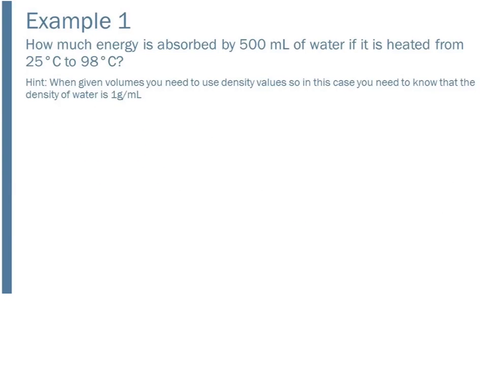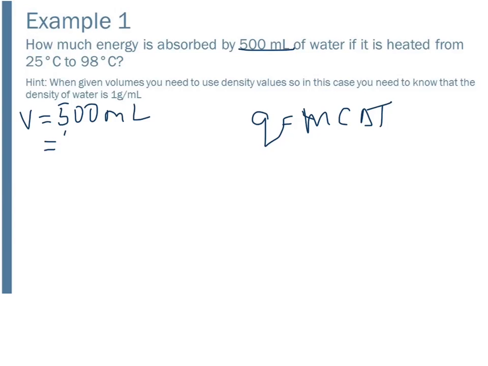So here's our first example. How much energy is absorbed by 500 milliliters of water if it's heated from 25 degrees Celsius to 98 degrees Celsius? So the only formula we have is the Q equals mc delta T formula. So it doesn't have volume, and this really is only going to happen with water. If you have 500 milliliters of water, that's 500 grams of water because the density of water is 1 gram per milliliter. So that's actually going to give us our mass of 0.5 kilograms.